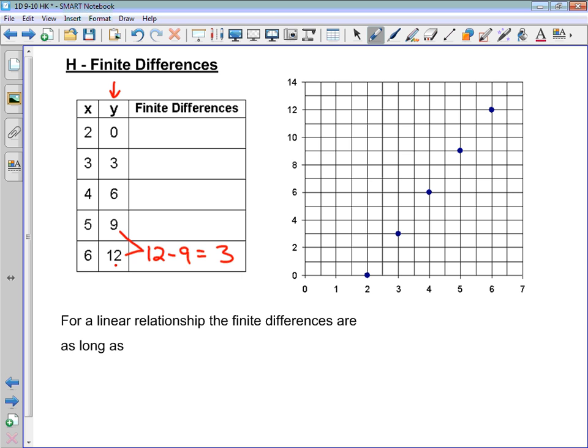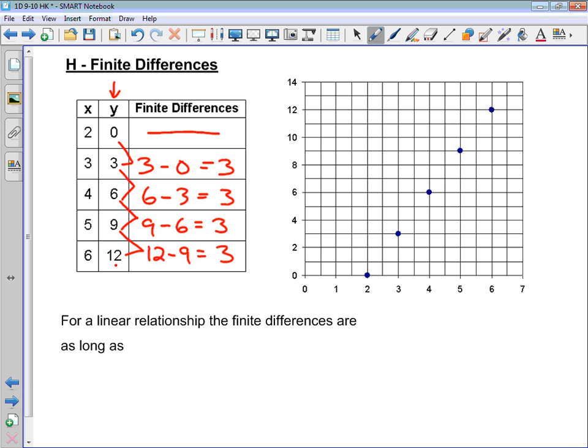The next row in my table, I'm going to do the same thing. I'm going to take my 9, and I'm going to subtract the y value above it. 9 minus 6 equals 3. And I'm going to work my way up the table. Next up, I've got a 6, so I'm going to subtract the one above it. 6 minus 3 equals 3. Next up, I've got 3. 3 minus 0 gives me 3. And I can't really do anything for that top row because I don't have a y value up above, so I can just put in a line there to show that I can't calculate a finite difference.